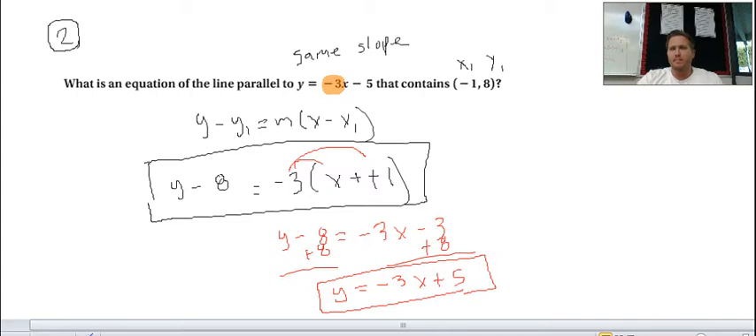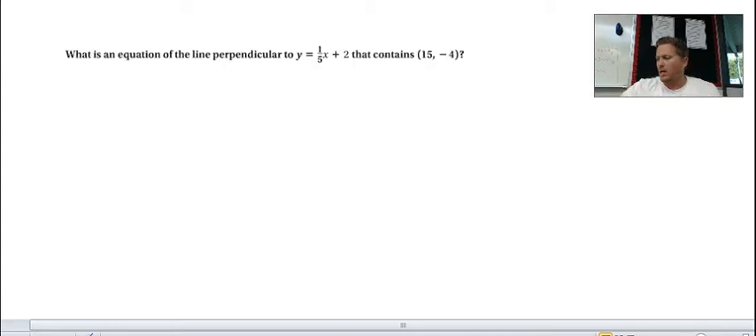Alright, next one. My last one, number 3 right here. So make sure you write up the problem. It says, what is an equation of a line perpendicular, coming to 90 degrees, to y equals 1/5 x plus 2 that contains the point 15 comma negative 4? So this looks exactly like our last problem, just instead of being parallel, we want to know perpendicular.